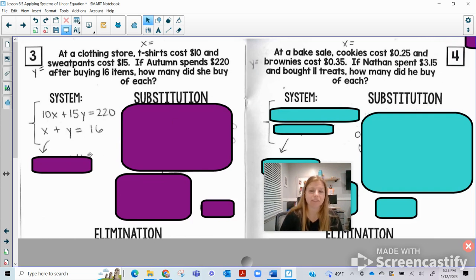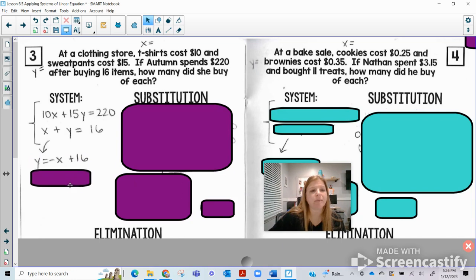Now notice I did not give us a graph at all because I just want to practice substitution and elimination. The only way to do substitution is if one of these equations is x equals or y equals. We don't have that. However, I think we can agree that the second equation is perfectly set up to either have x or y by itself. Does not matter if I get x or y by itself. Here I chose to get y by itself, which I subtracted x. So it's y equals negative x plus 16.